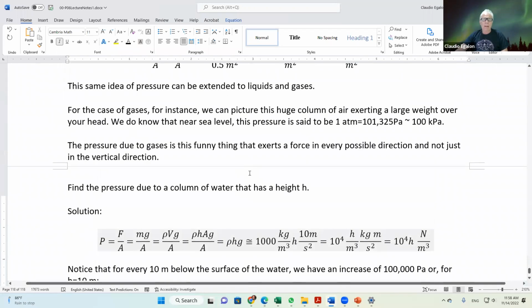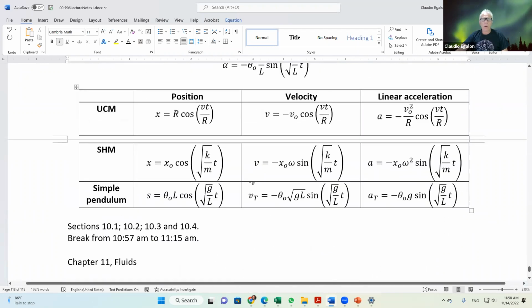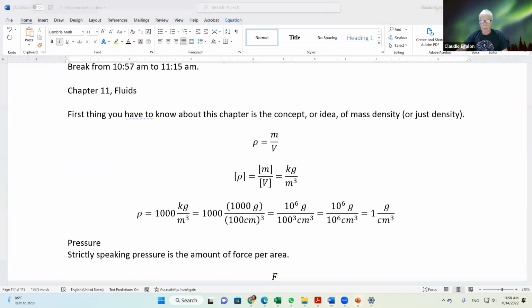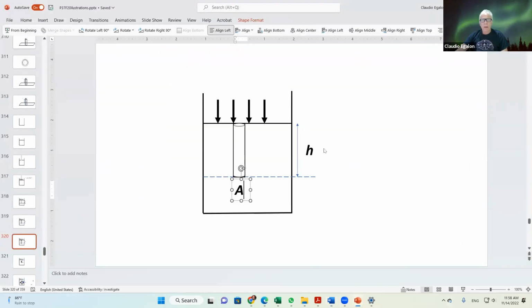So if you dive 10 meters below the water, not only are you going to be subjected to this atmospheric pressure of 100,000 Pascal, but you're also going to be subject to this pressure due to the water, another 100,000 Pascal, which is going to be 200,000 Pascal. Okay?